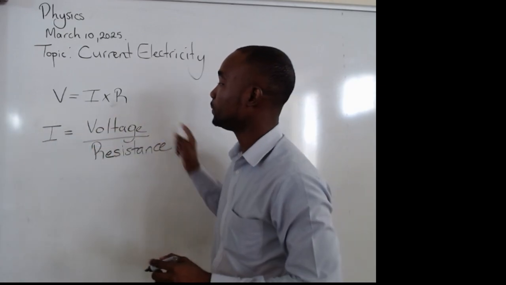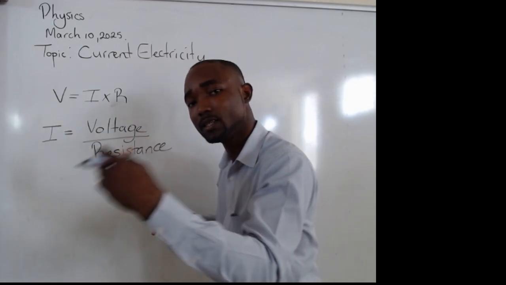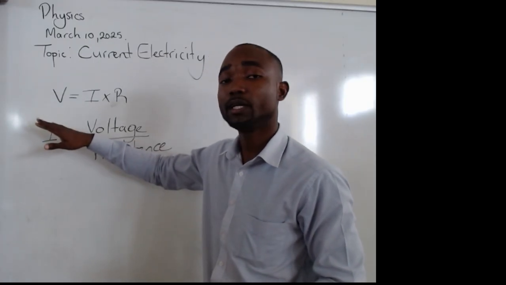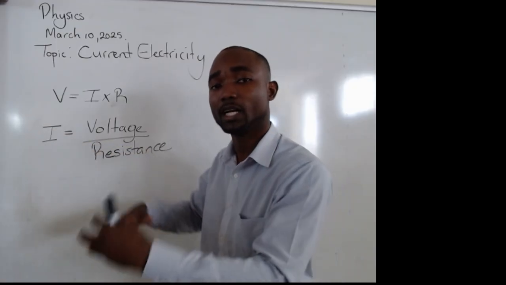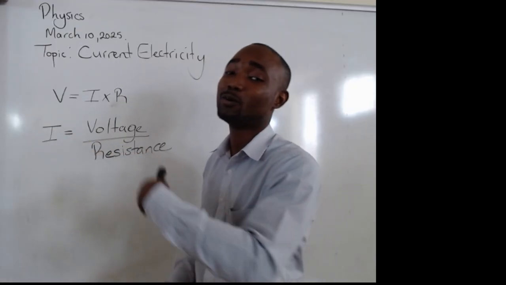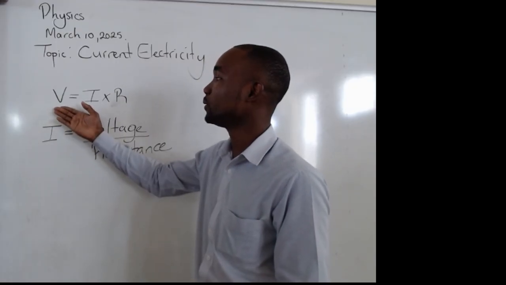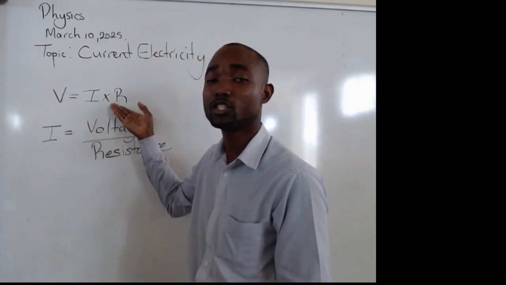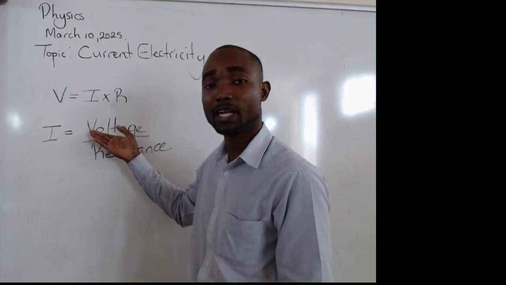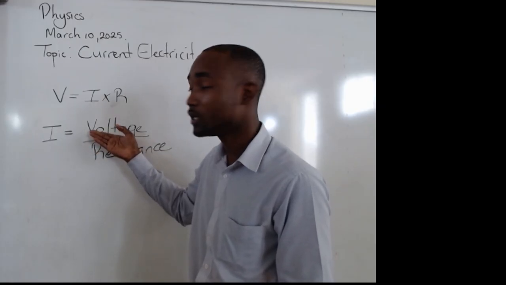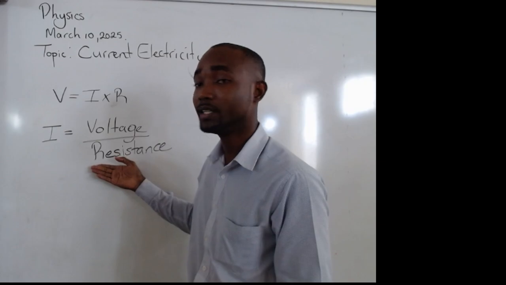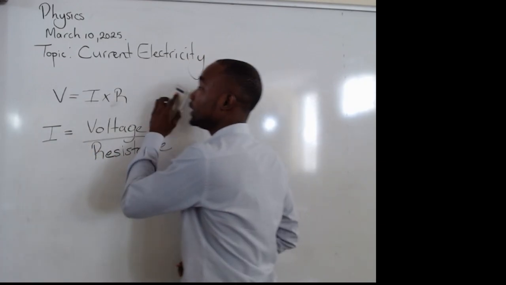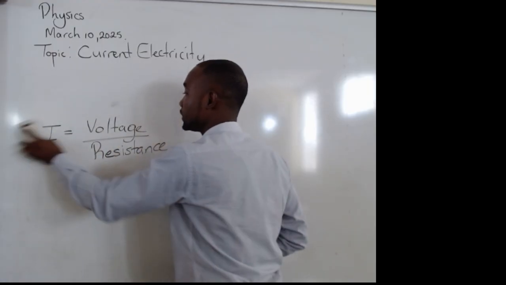Now this formula will be used more often because at this level, so we're at the grade 9 level here, we won't be looking at so much charges moving through an area over time, but more so how voltage, current, and resistance relate to each other. Now it's time for us to define what voltage is, what resistance is. We already defined what current is. So let us do that. Voltage first.